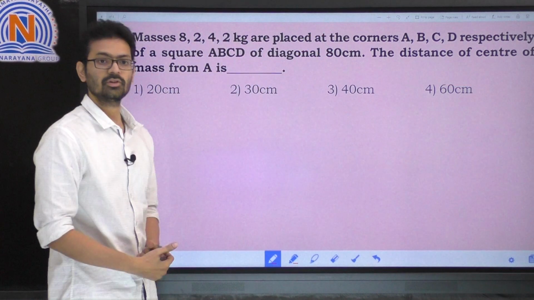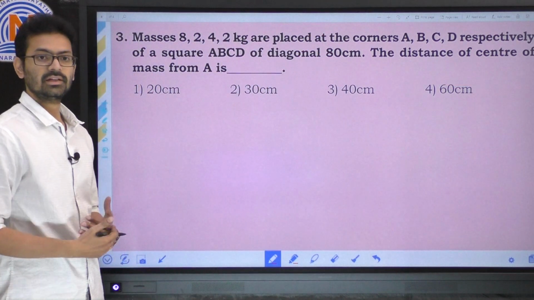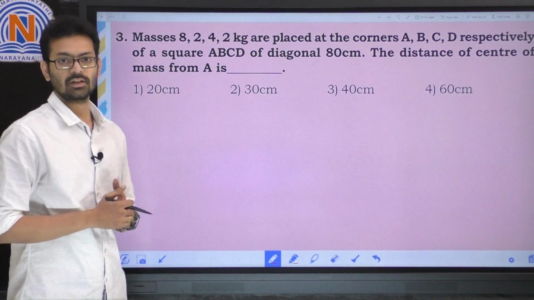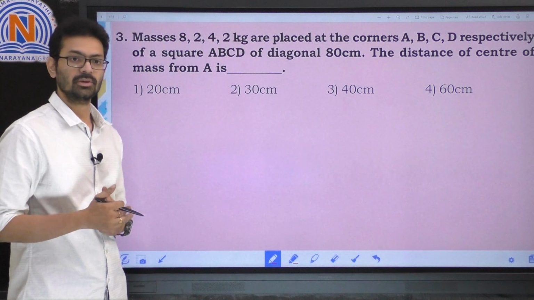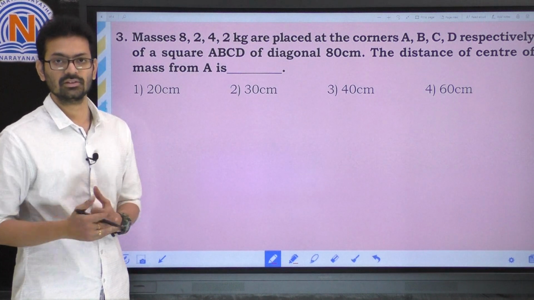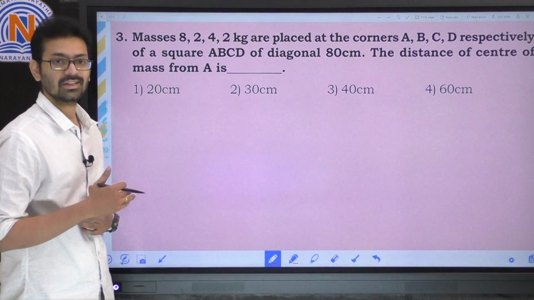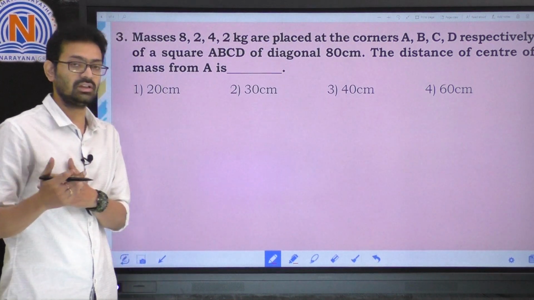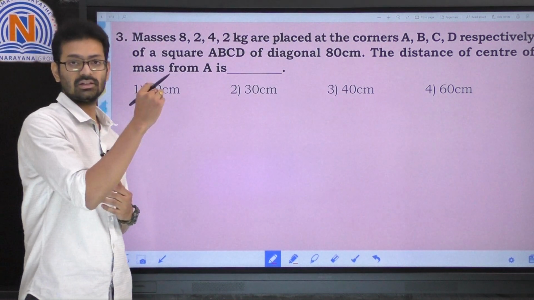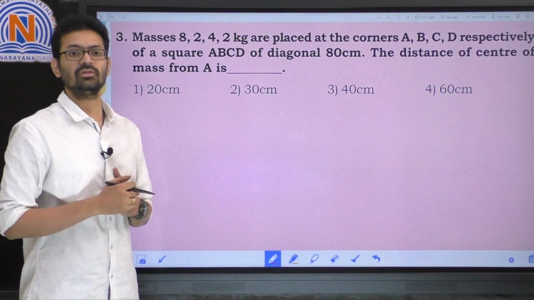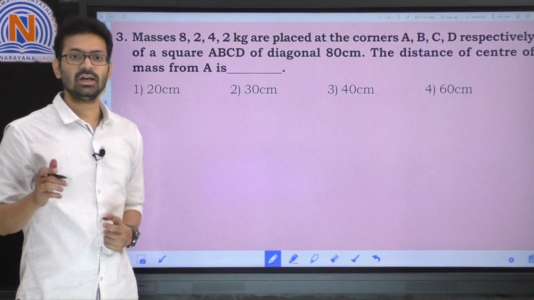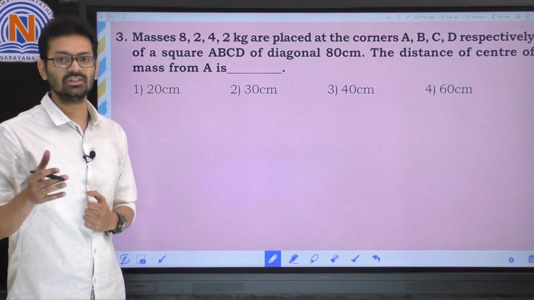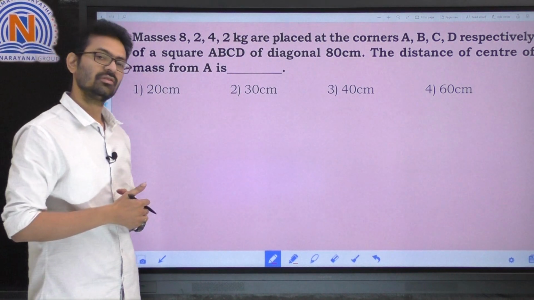So in this problem you have masses 8, 2, 4, 2 kgs placed at the corners of a square respectively. A, B, C, D are the corners. At the corners of the square you have A, B, C, D points with masses 8, 2, 4, 2, and the diagonal is given as 80 centimeters. The distance of center of mass from A.